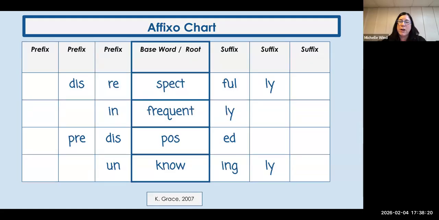This is an affixo chart, another way if you wanted to make spelling more concrete and really deconstruct some of these words with these morphological units. This is an affixo chart I got from Catherine Grace's book. And it's really just showing that you can say a word and really just break it down. They could have the word right there next to them, but break it down into the morphological parts. So it's really helping them see those units of meaning.